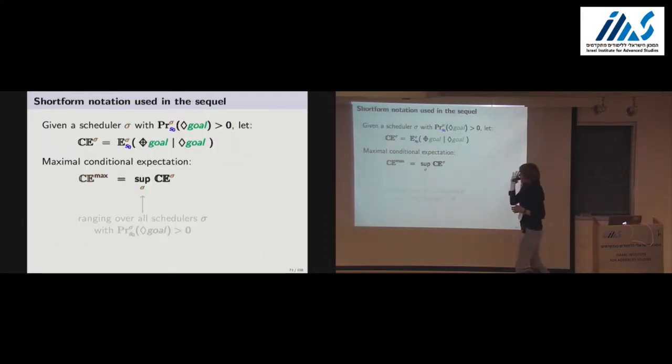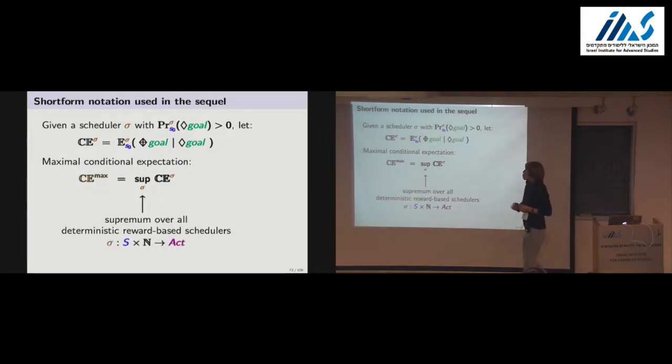Okay, so yeah, this is just to explain my notations. I'm going to use CE sigma, with sigma being a scheduler, which simply means the conditional expectation from a given initial state. And I write CE max to denote the supremum over all the reasonable schedulers, and by reasonable I mean those that indeed reach the goal with positive probability.